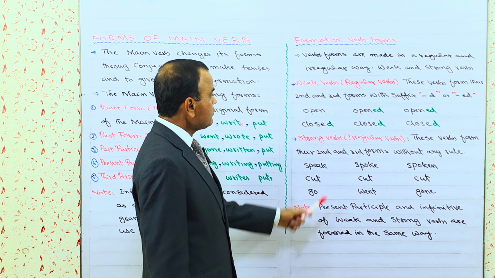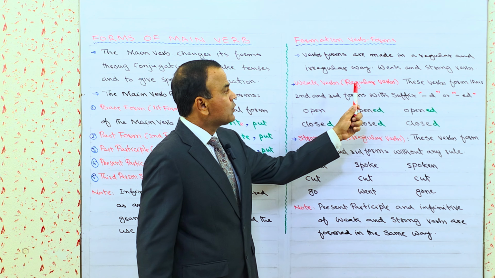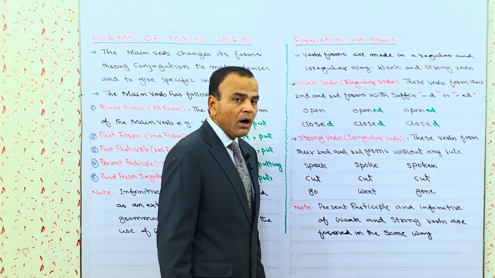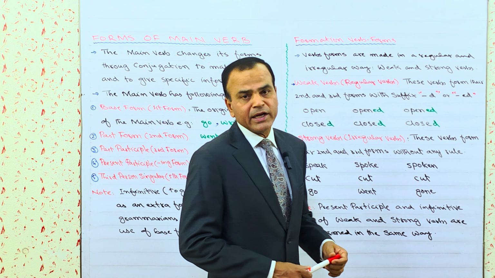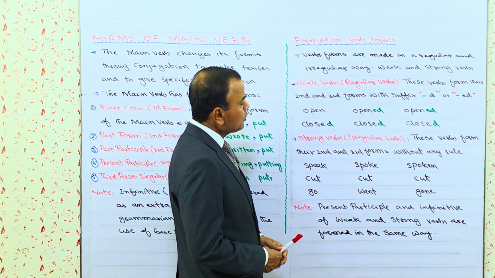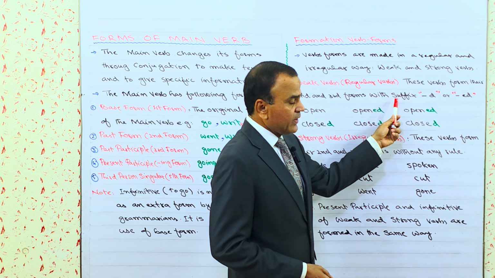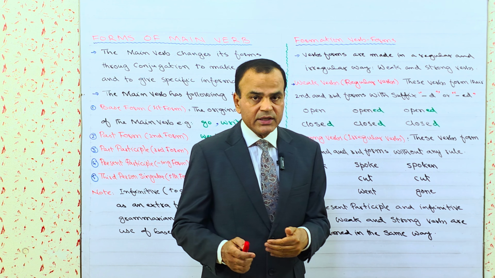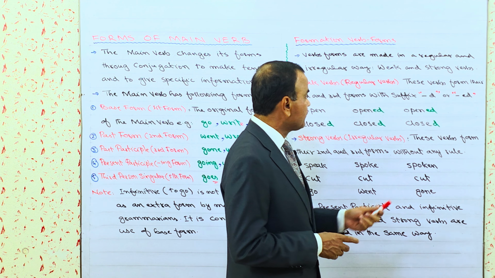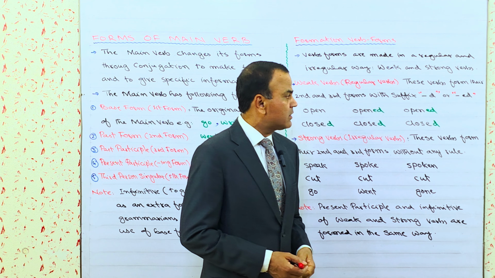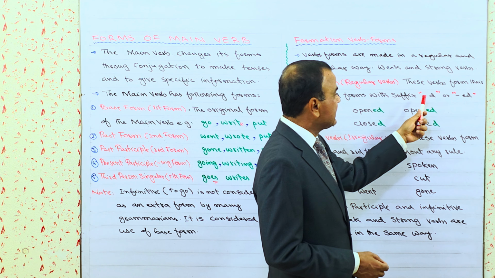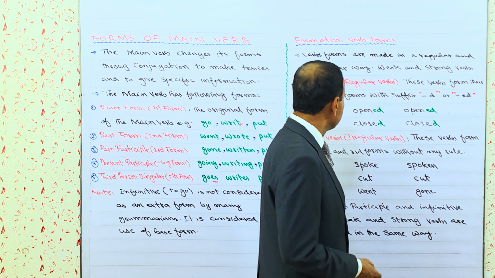Let's discuss. Weak verbs, also called regular verbs, are the verbs which follow certain rules to make their second and third form. And what is that rule? That they add a suffix. What is suffix? What is prefix? What is affix? If you want to know more about that, please watch the video I have already made. So the weak verbs make their second and third form with the addition of the suffix d or ed.